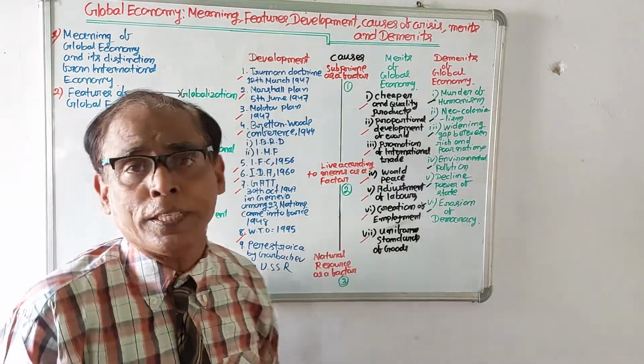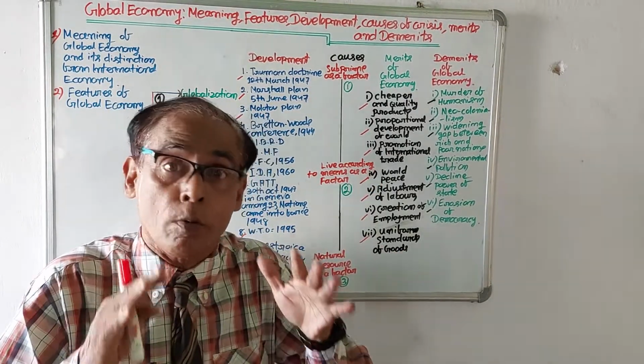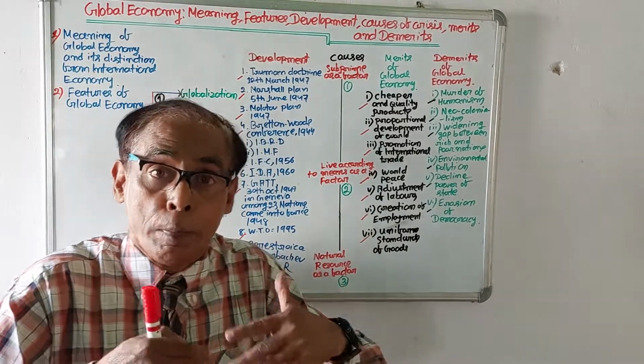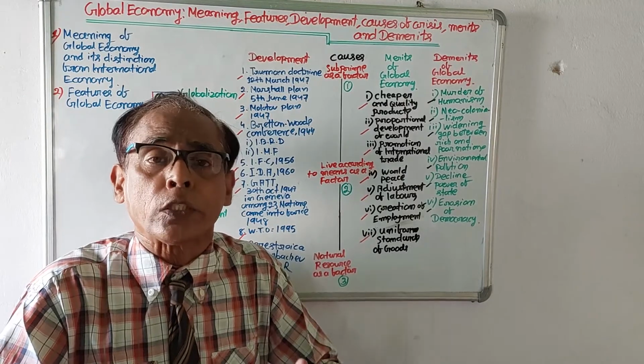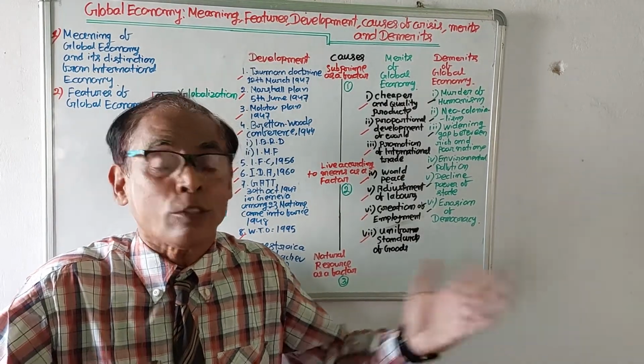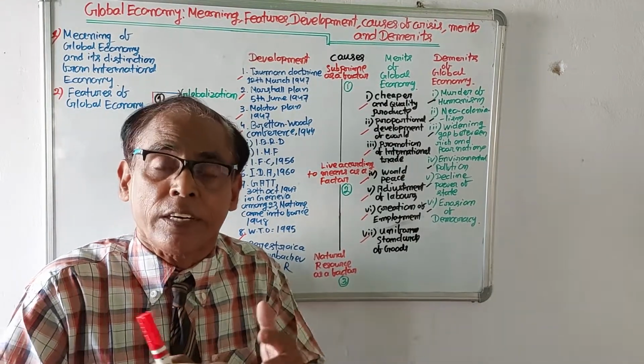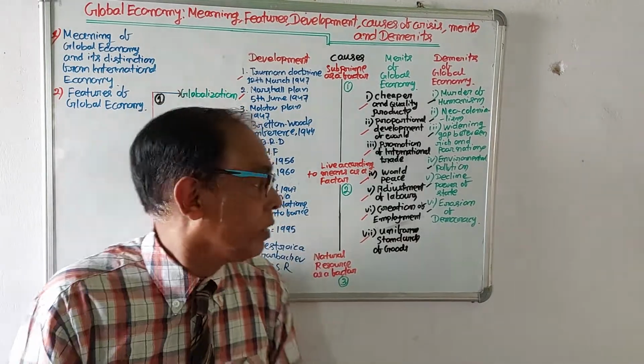Now four, world peace. In globalization, there will be world peace, because there will be movement of workers, movement of people, movement of corporations to different parts of the world. So enmity among different nations will come down.